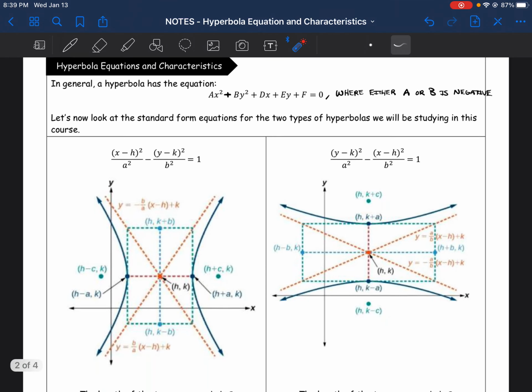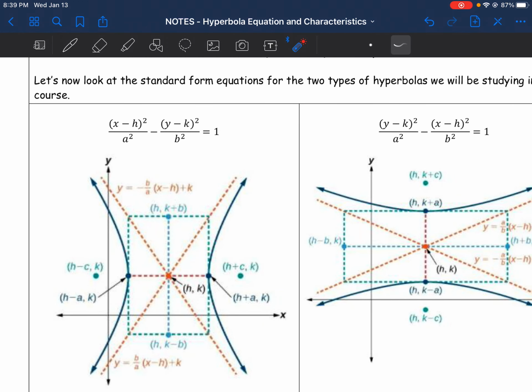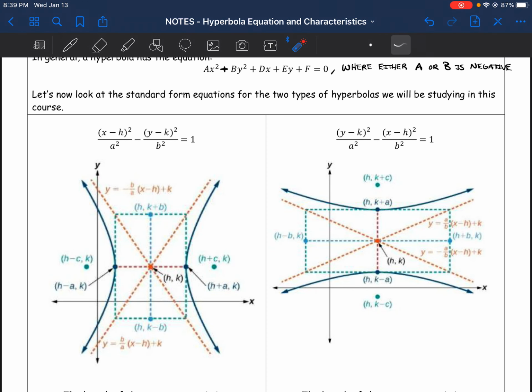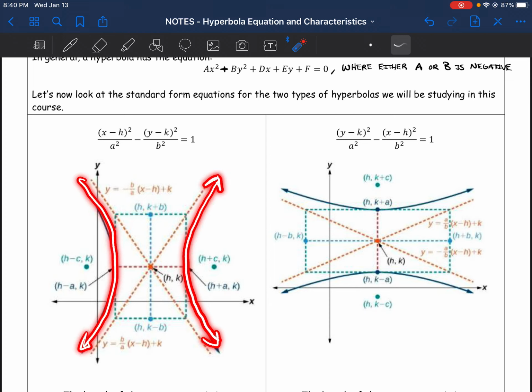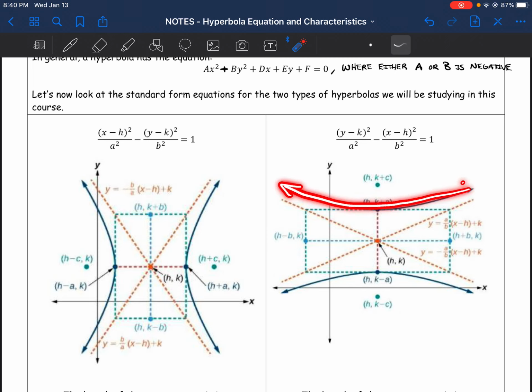And that brings us to the standard form equations. So just like with ellipses, we have two different types of hyperbolas. We have hyperbolas that can open to the left or right. So notice the curves that make up a hyperbola are opening left and right. Or we can have hyperbolas that open up or down, such as this example here that I'm highlighting. Depending on the type of hyperbola you have is going to change the standard form equation that you end up using.